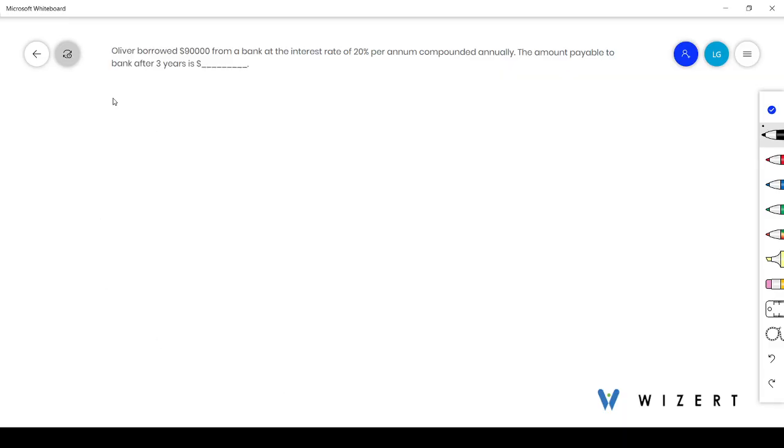Our question is, Oliver borrowed $90,000 from a bank at the interest rate of 20% per annum compounded annually. The amount payable to bank after 3 years is how much dollar? Here we have given principal amount is $90,000. Then rate of interest is 20% per annum, and we have to calculate the compound interest for the time 3 years.